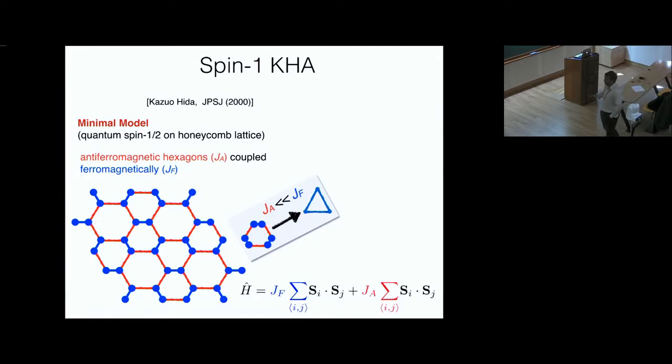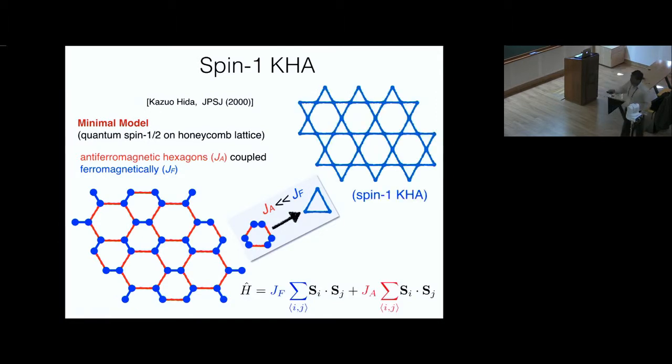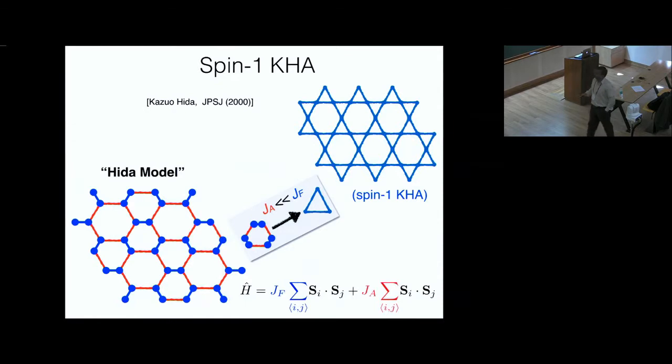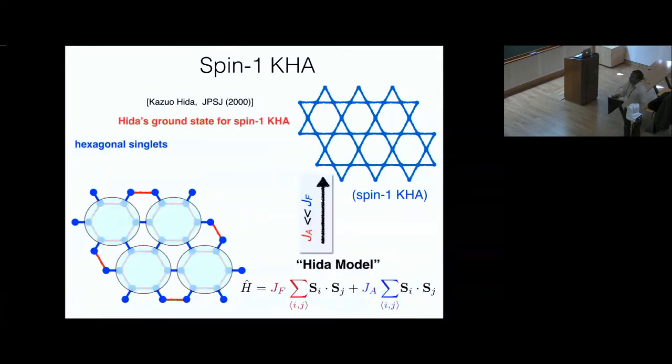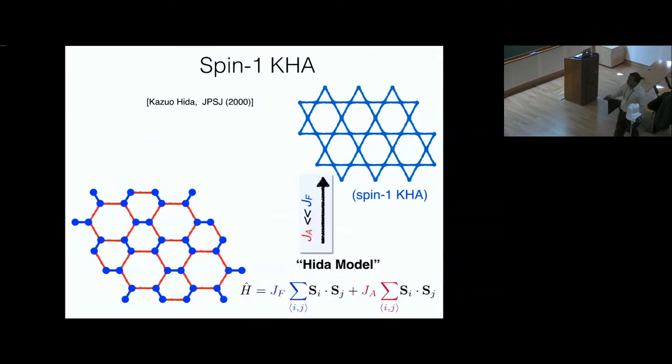So as a theorist, you consider the limiting case where the ferromagnetic links are very strong. Although the underlying microscopic model lives on the honeycomb lattice, with mixed ferro and antiferromagnetic couplings, the effective limiting model is a spin-1 quantum antiferromagnetic model. And this is what we call the Hida model, because this is where it all started.